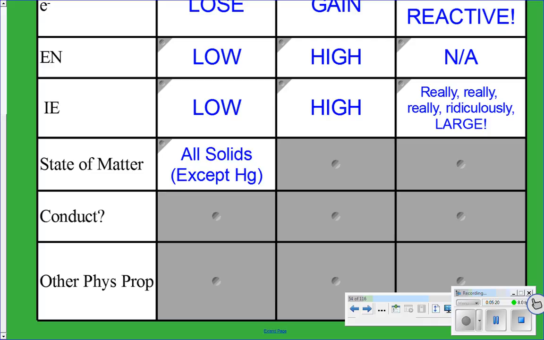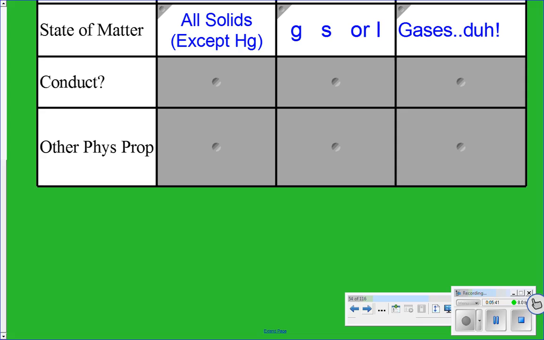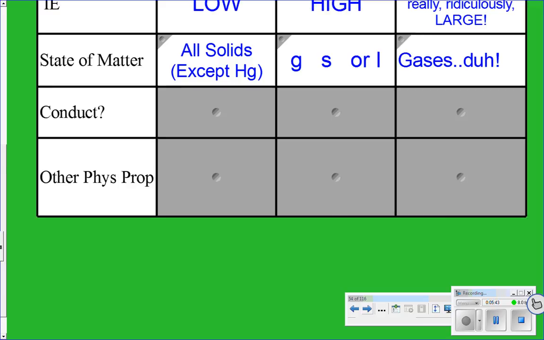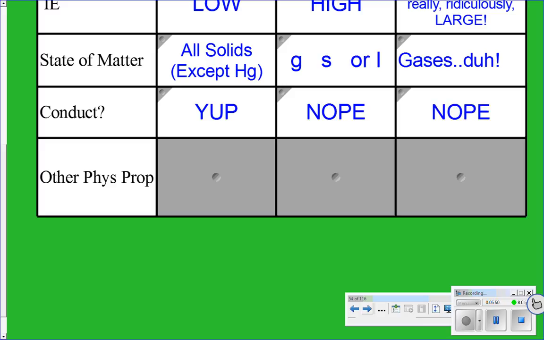Metals are almost all solids at STP except for mercury, which is a liquid. Nonmetals can be solid, liquid, or gas. You need to know who's who. In some science classes in your earlier years, sometimes the nonmetals are referred to as gases, but they're not all gases. And the noble gases are gases. So that's pretty easy. An important property to understand is who conducts, who doesn't. Metals conduct heat and electricity. Nonmetals do not. And noble gases do not as well.